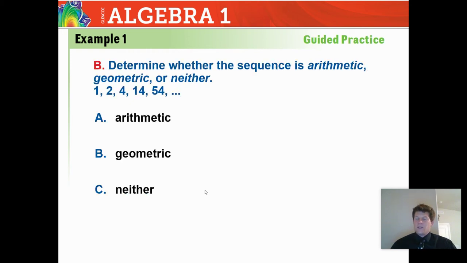Determine whether this one is arithmetic, geometric, or neither. You have 1, 2, 4, 14, 54.